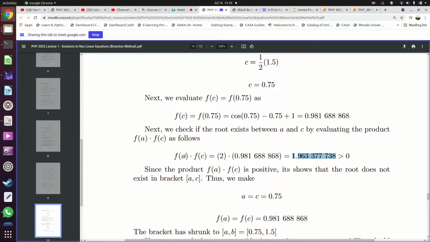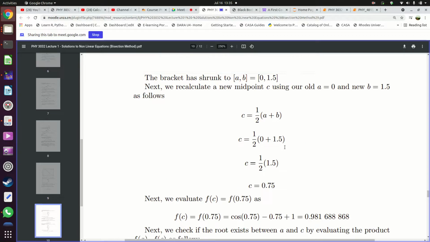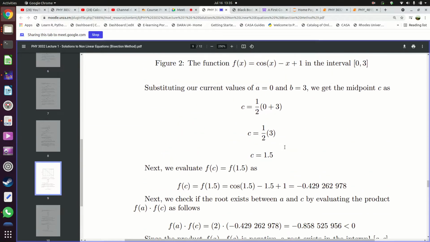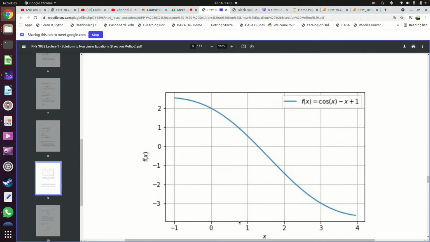Since the product f of A times f of C is positive, it means that there is no solution between A and C. So our C is 0.75, somewhere here, and our A is here. Then we make the C become the new A.